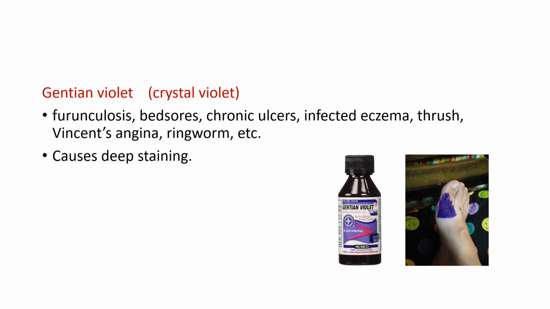The next group of antiseptics are dyes. Gentian violet is a purple colored dye. It is used in furunculosis, bed sores, chronic ulcers, infected eczema, thrush, Vincent's angina, ringworm, etc. So it causes deep staining.